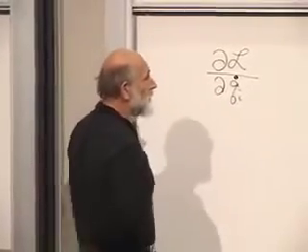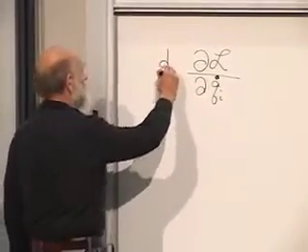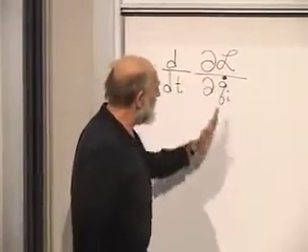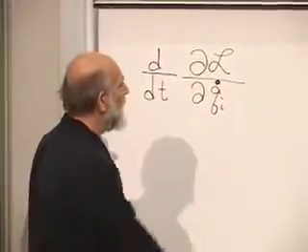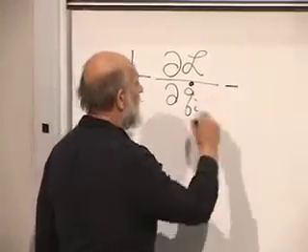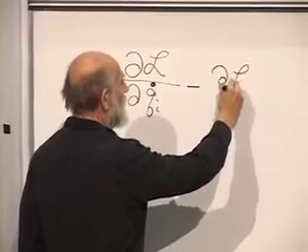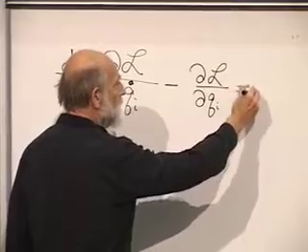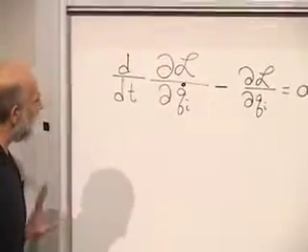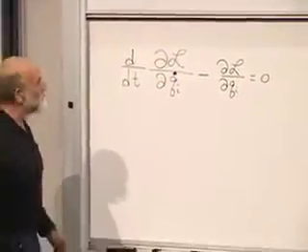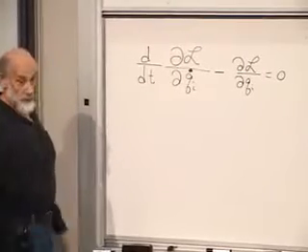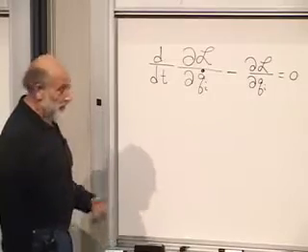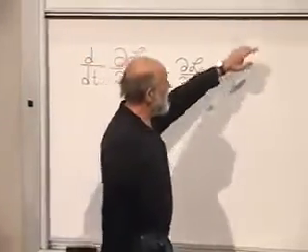We differentiate that with respect to time along the trajectory, minus the derivative of the Lagrangian with respect to q sub i. And that's equal to 0. For each one of the coordinates, these are the Euler-Lagrange equations, and they're equivalent to Newton's equations. Newton's equations, one for each particle. Let's check that. Let's work that out.